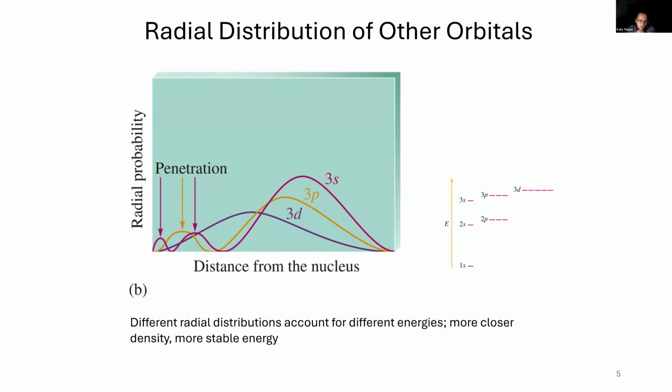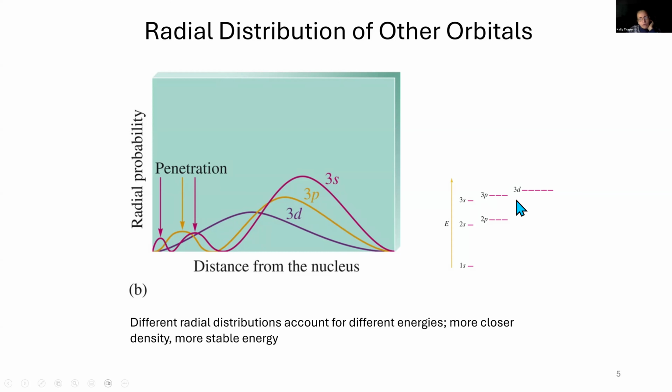So the different radial distributions are going to come from the different energies. They're going to be closer in density, and it will have a more stable energy. So we can draw an energy diagram as is being shown over here. The 1s is the most stable, and then the 2s is a little bit further out, and the energy is higher. The 2p is then going to be a little bit higher than this.